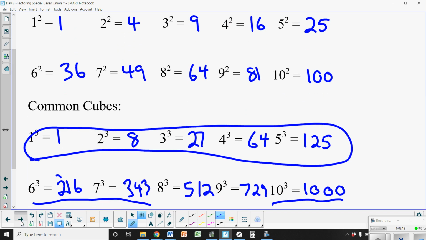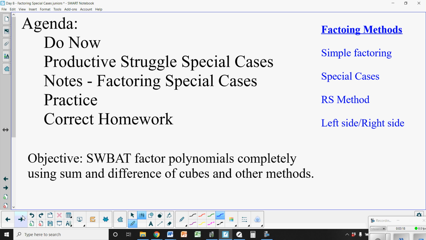All right, so let's look at our agenda for today. So notice that last class we looked at simple factoring. We looked at the RS method. Again, I'm having troubles drawing stars. Special cases is what we're going to be looking at today. So special cases, notice that we're going to try a productive struggle. We'll see how that works as well.